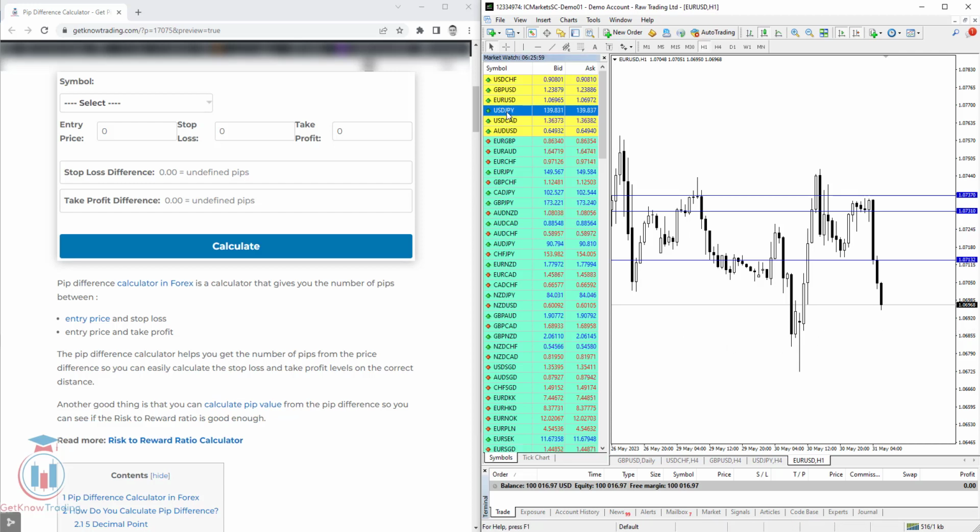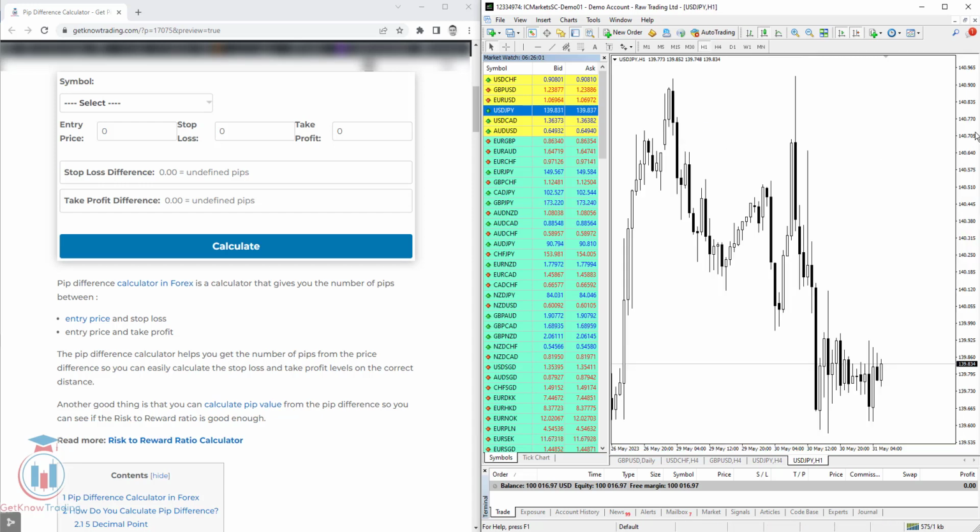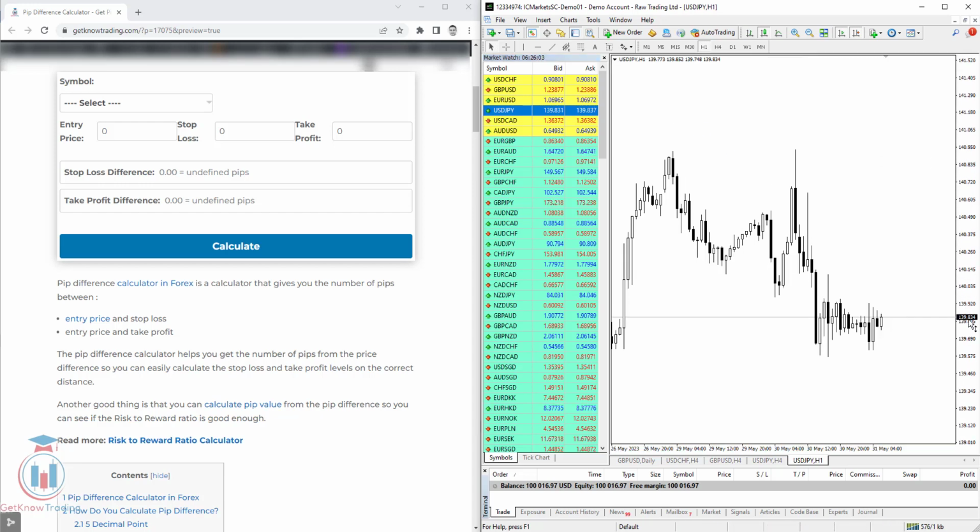When you have USD Japanese yen, for example, that is a currency pair that has 3 decimal points. And if you have a price change on the last decimal point, it is a price change by 1 pipette, not 1 pip. So this calculator gives you an opportunity to define how many decimal points you would like, so you can calculate the number of pipettes and also the number of pips.